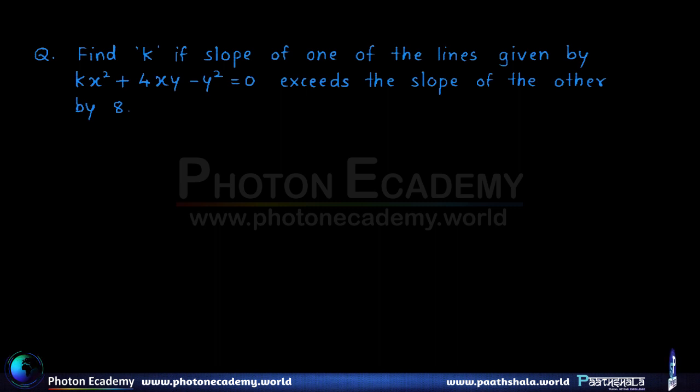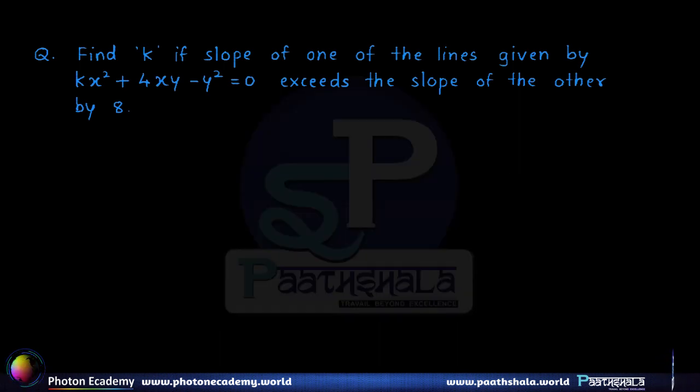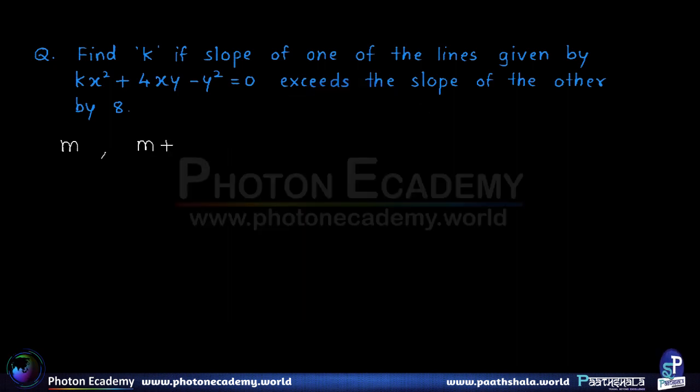Find k if the slope of one of the lines given by the joint equation kx square plus 4xy minus y square equal to 0 exceeds the slope of the other line by 8. So what it means is, if we consider m to be one slope, then the other slope can be considered as m plus 8 or m minus 8, whichever way we take, the final answer will not differ. So these are the two slopes.